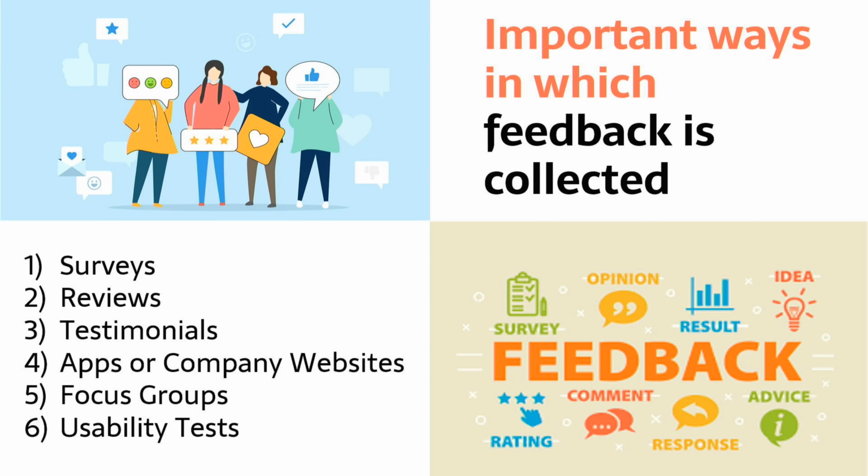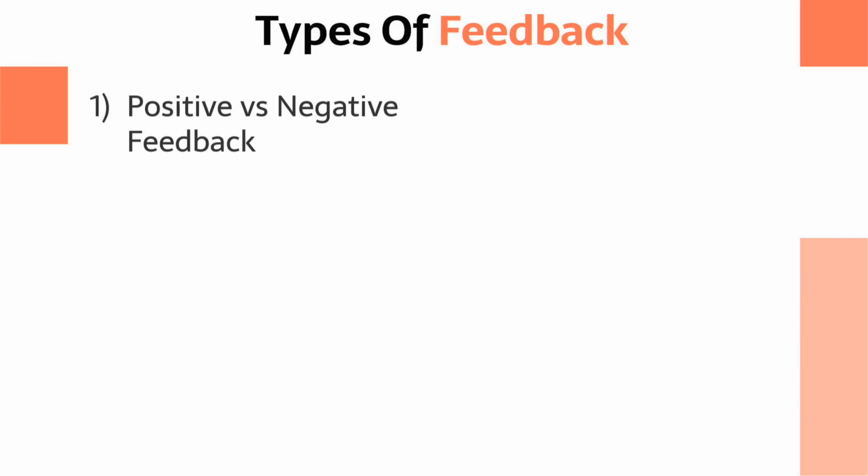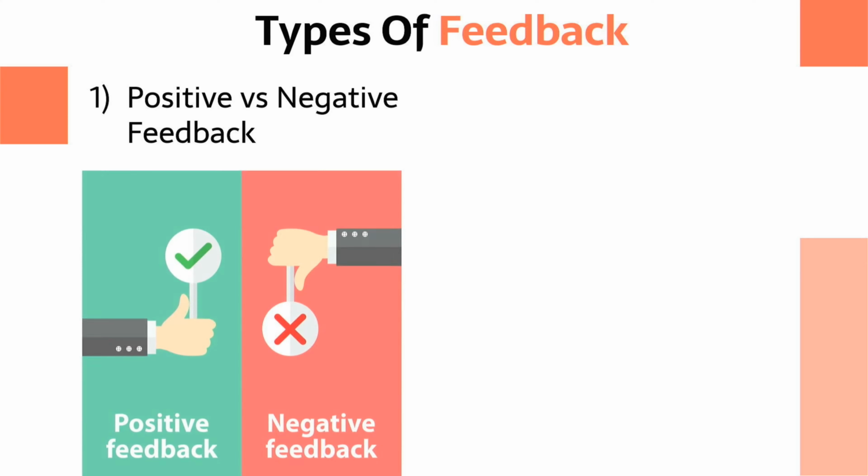For this particular video or communication, the feedback might be collected in the form of a review, a testimonial, or maybe a small test. So as you can see on the screen: surveys, reviews, testimonials, apps or company websites, focus groups, usability tests, or just direct non-verbal cues like nodding your head could also be a way to provide the feedback. So what are the types of feedback?